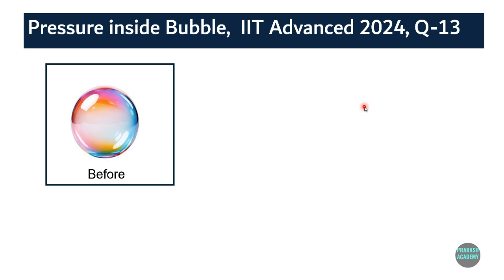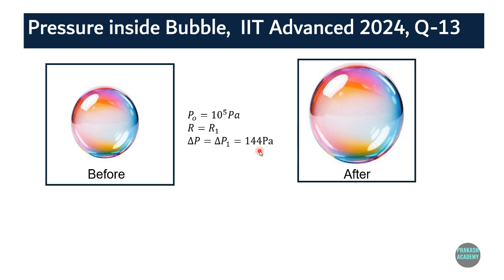So what are the things that are given initially? You have been given the chamber pressure, that is P naught. Let us say the radius of this bubble is R1, and the excess pressure inside this bubble, let us call this delta P1, is equal to 144 Pascal. Now after the chamber pressure has reduced to 8 P naught by 27, let us say the radius is R2, and the excess pressure inside this bubble is delta P2.